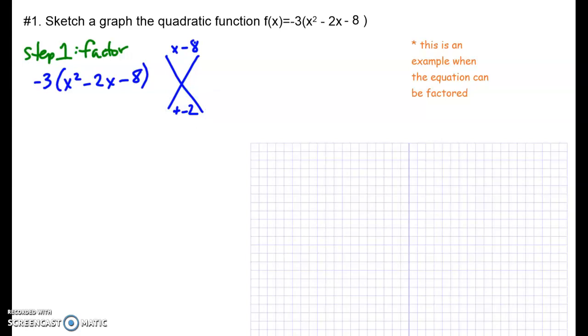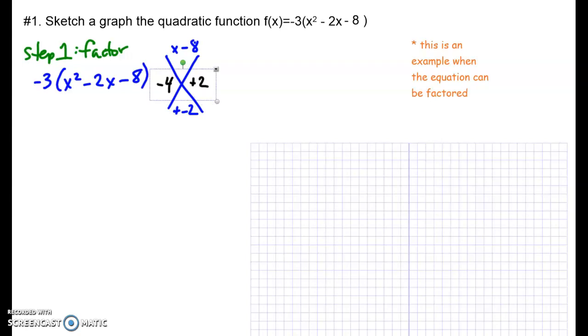4 and a 2 work. It needs to multiply to -8, so one of them has to be negative. It needs to add to -2. So I believe a -4 and a +2 would work in that case.